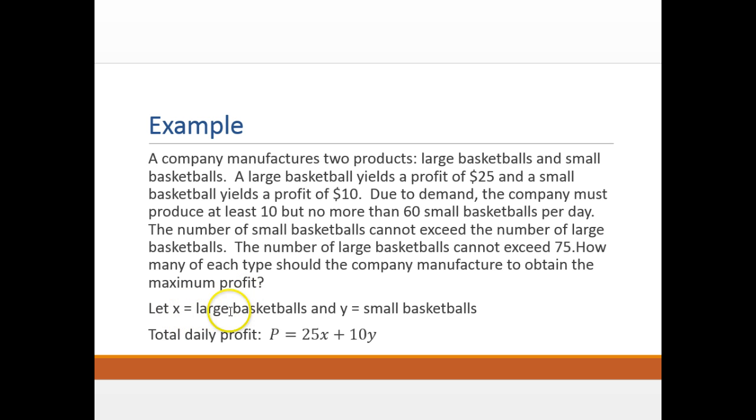We're going to start by letting X be the number of large basketballs and Y be the number of small basketballs. Our profit is 25X plus 10Y, 25 being the profit for each large basketball, 10 being the profit for each small basketball.